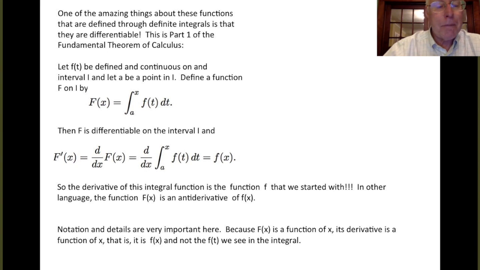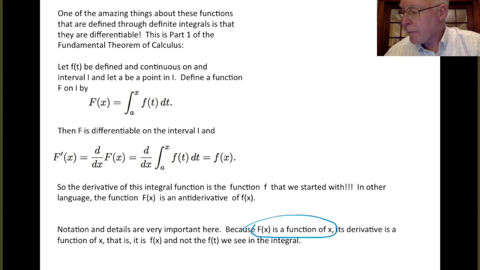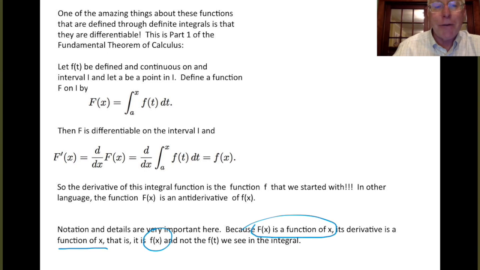Okay. Now again, the notation, details, variable names are very important here because F of x is a function of x. Its derivative is also a function of x, and that's why we write f of x here now for the derivative and not f of t. Remember, t is a dummy variable that doesn't really count in the integral because the integral comes out to be a number, or in this case, an expression involving x.